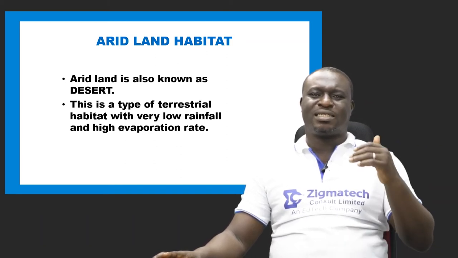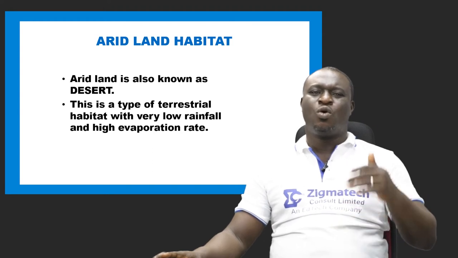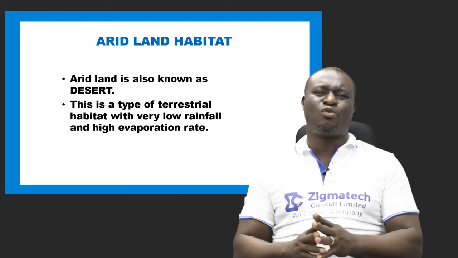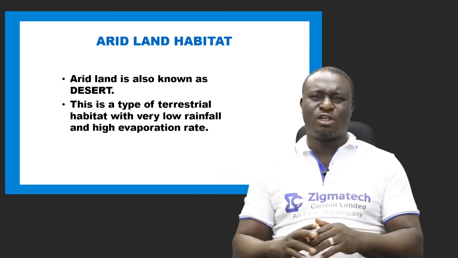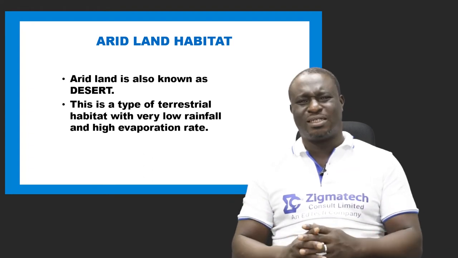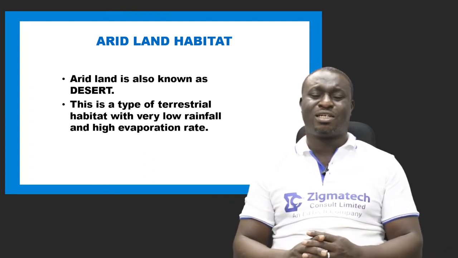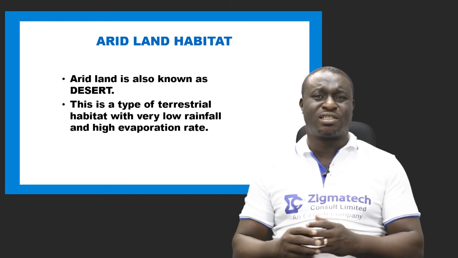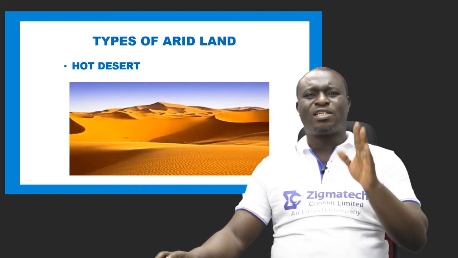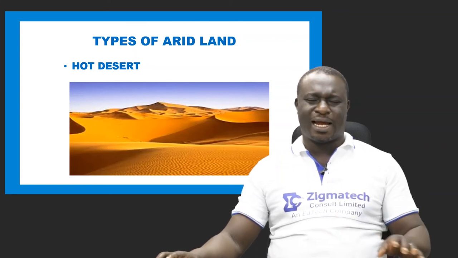Now, this is the type of terrestrial habitat with very low rainfall. You see very low rainfall and high evaporation rate. And also, there is a very low relative humidity in arid land habitat. We're going to be looking at some of the characteristics of an arid land habitat. But before we go there, let's look at types of arid land.